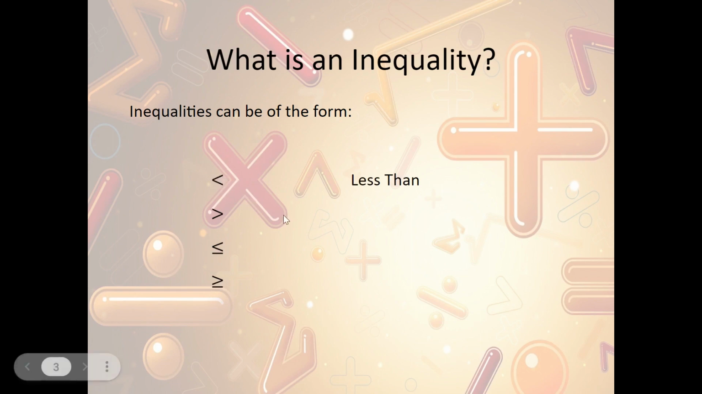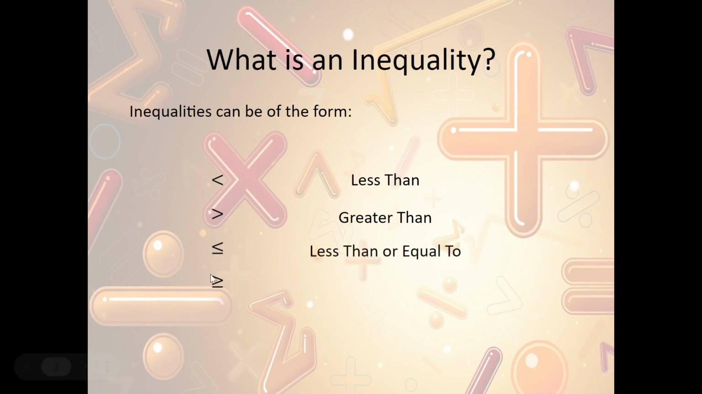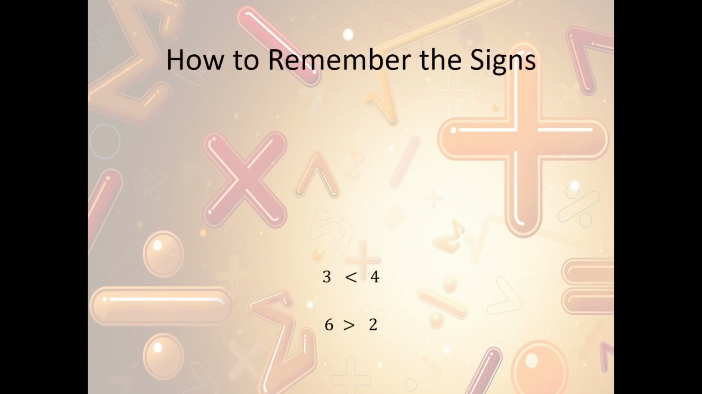So we have this symbol meaning less than. This one then means greater than. This one means less than again, right? Because that's this arrow. And the bar means or equal to. So this is less than or equal to. And this arrow here meant greater than, and the bar means or equal to, so it's greater than or equal to. So those are the different inequalities.